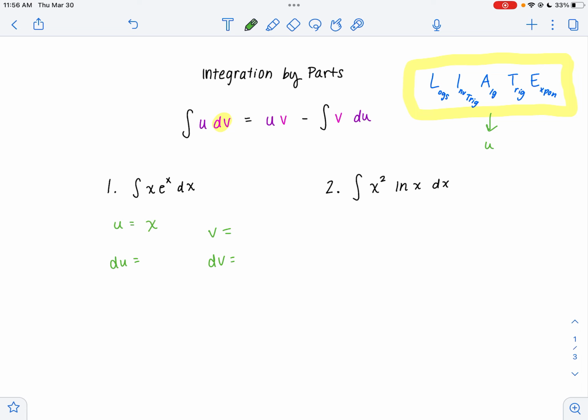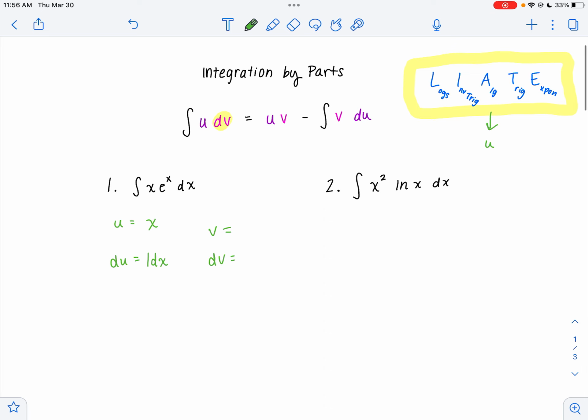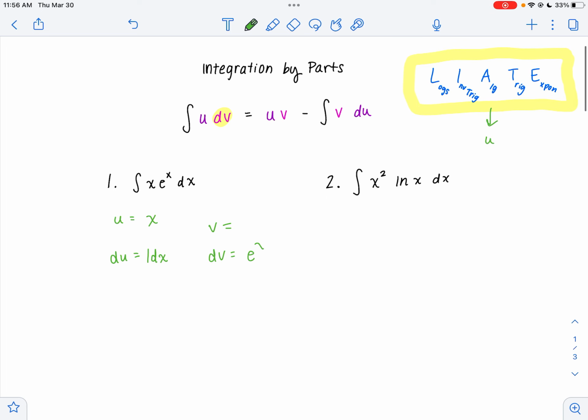That's going to become my u. From there, I'm going to take the derivative of x. I get 1 dx, and then that by default makes my dv e to the x dx. And if I integrate that and go backwards, I still get e to the x. So as I'm setting up now, I'm going to use this formula right here to plug my things in. So uv is going to give me x e to the x.